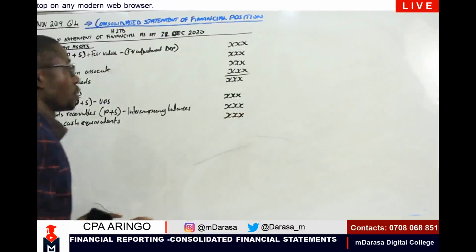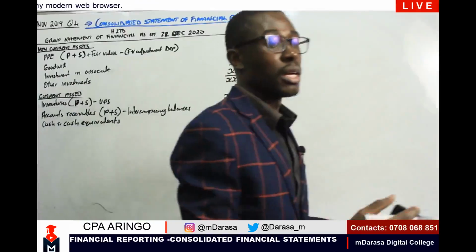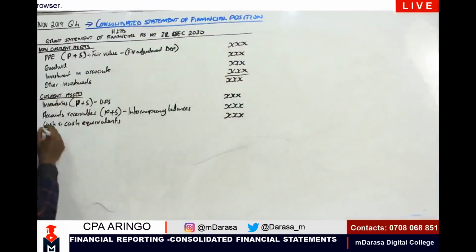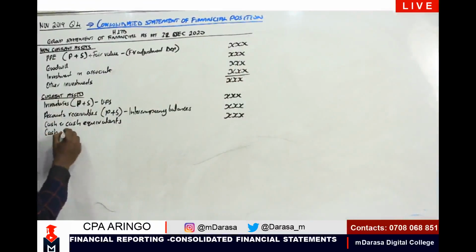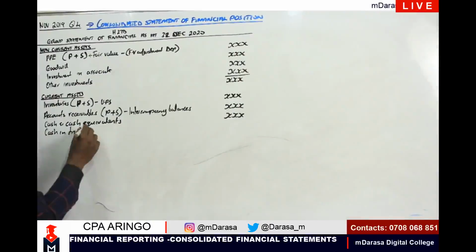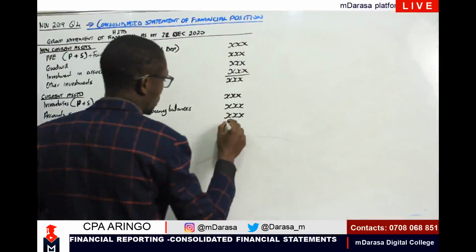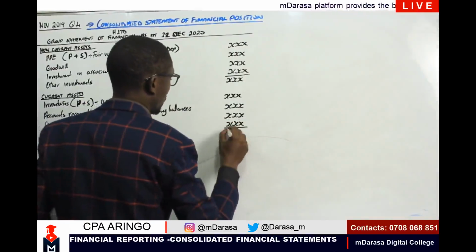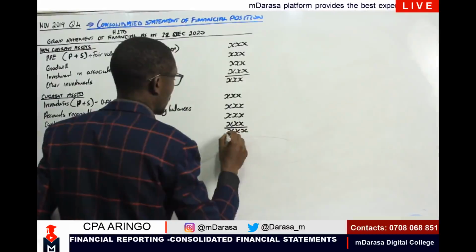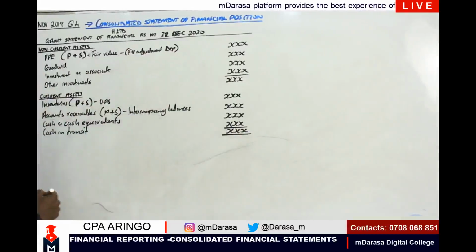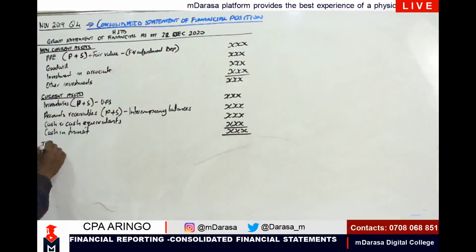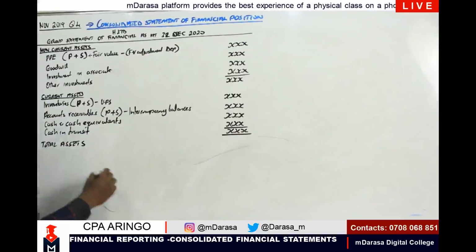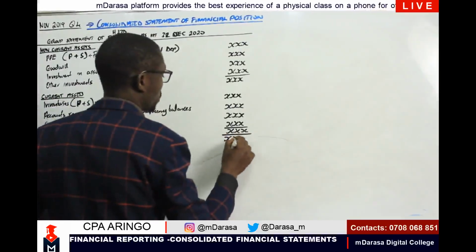Suppose we had an item of cash in transit. Consider our cash in transit at that point, so that at the end of the day we can have our total current assets. So they should give us what? Our total assets. We'll be having it at that point.